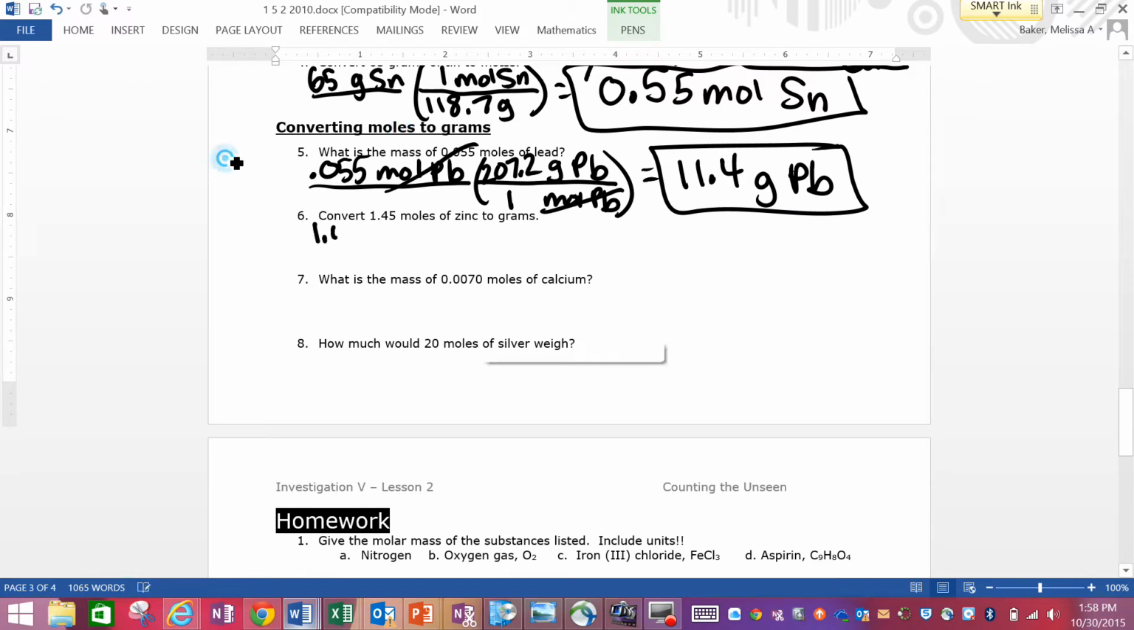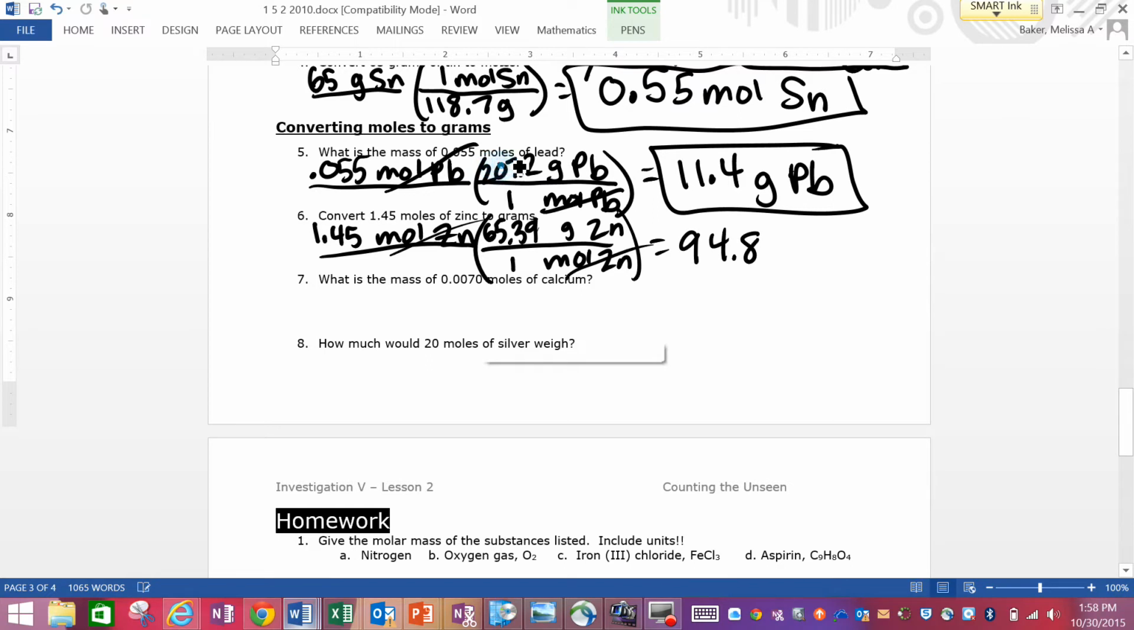Same pattern for 1.45 moles of zinc. Get that into grams. Well, let's get rid of moles of zinc and let's get it into grams of zinc. 1 mole of zinc is 65.39 grams. Multiply across the top, divide by the bottom, 94.82 grams of zinc.